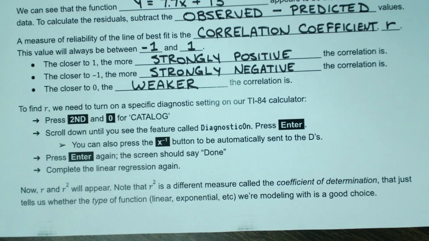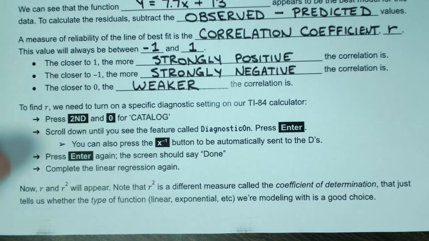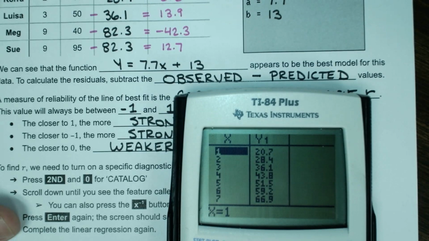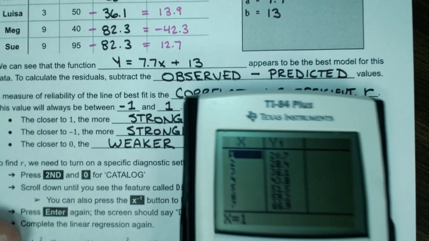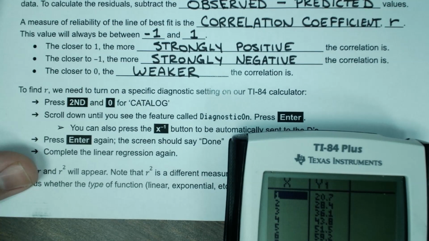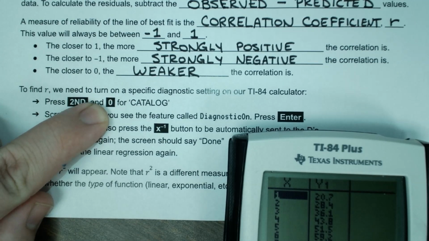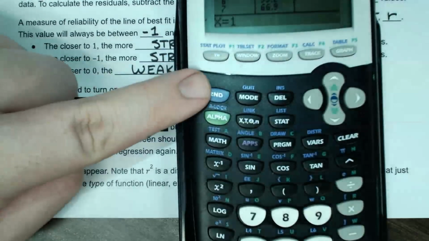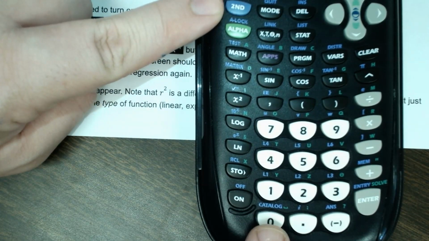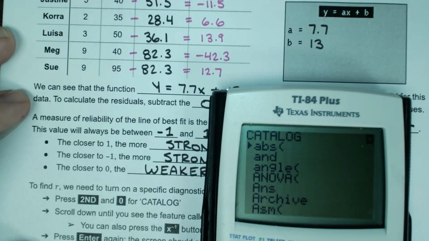So, here's how we're going to get that R value. Back in your calculator, we should still have all these data values typed in. What we need to do is turn on a specific feature in our calculator that's going to give us some additional information. How are we going to do that? Press second and then 0 to go to our calculator's catalog. So the blue second button, and then 0. That should take you to this screen that says catalog. This is a list of literally everything your calculator can do.